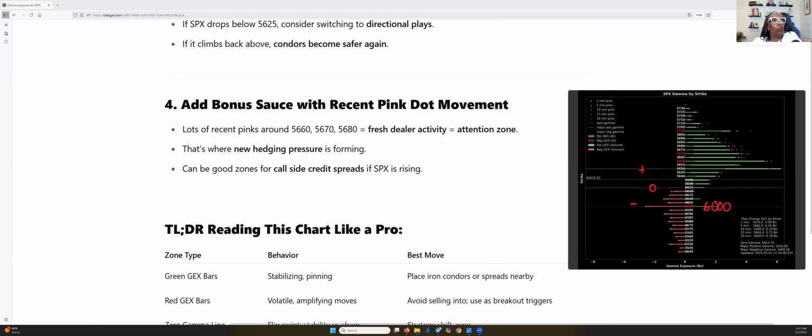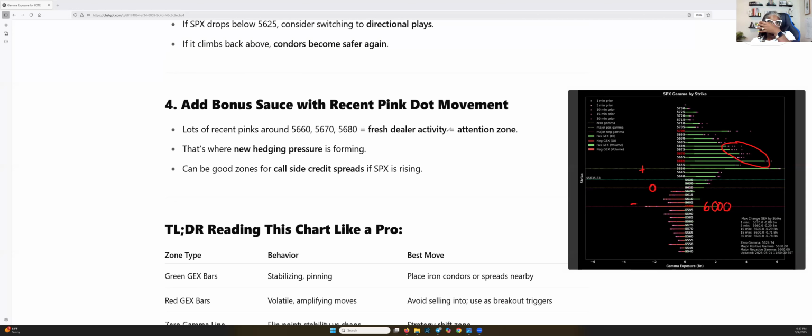Lots of recent pinks around 5660, 5670, and 5680. Those recent pink dots showed up recently, because when we got the brighter, more pinker dots showed up at the 56, up in this area. You saw more pink dots showing up.